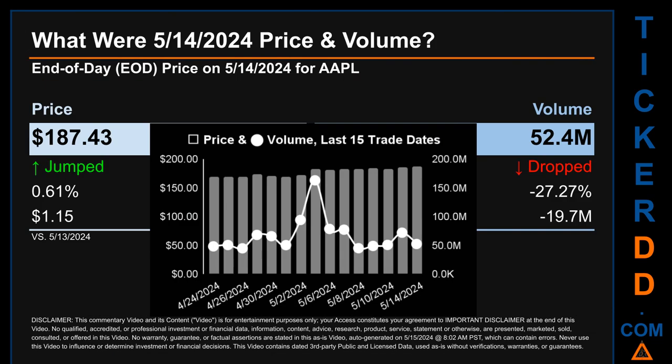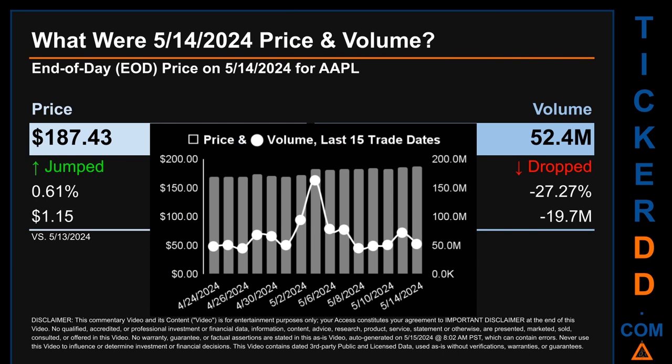What was end-of-day price and volume for AAPL? On Tuesday, May 14, 2024, AAPL had an end-of-day price of $187.43 and volume of about 52.4 million. Compared to the previous trading day, the price jumped 0.61%, gaining $1.15, while volume dropped 27.27%, decreasing about 19.7 million.